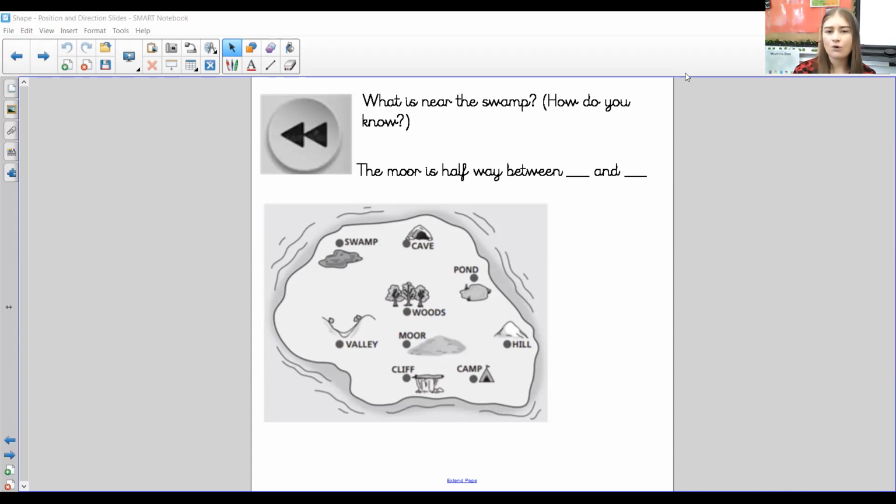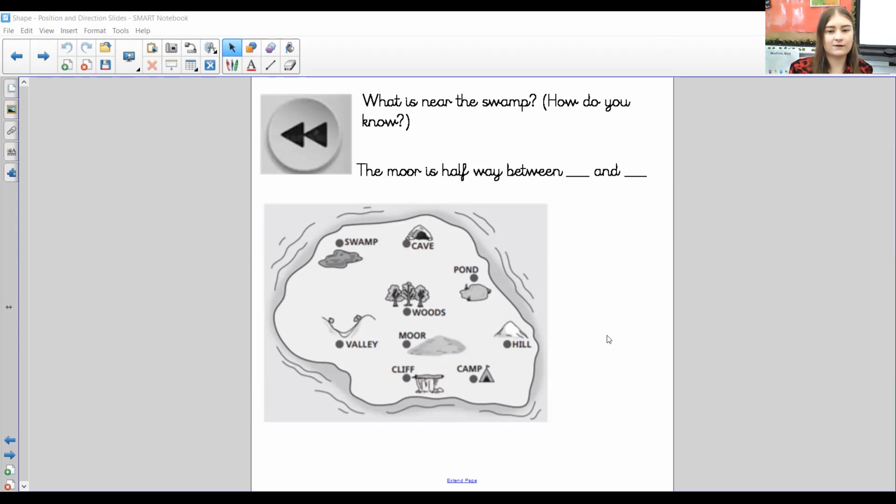So what is the moor halfway between? So find the moor and then have a look around it. Now, it's between the valley and the hill. But is that halfway between the valley and the hill? Not quite halfway, is it? So then what else is it between? It's between the cliff and the cave. But is that halfway? No. So it's halfway between the cliff and the woods. Okay, so that is halfway.